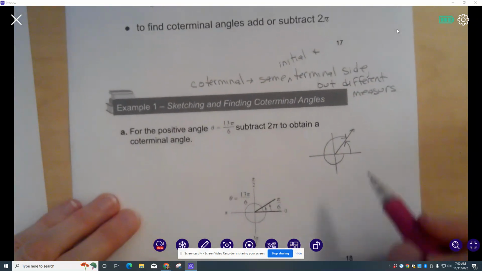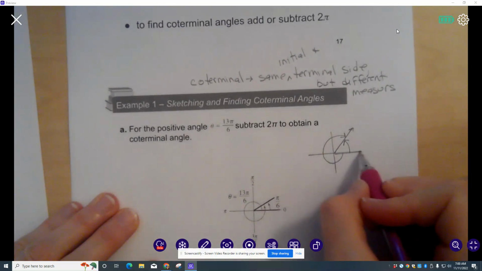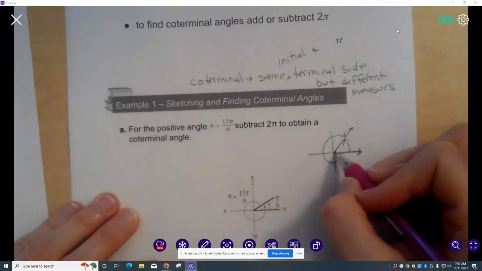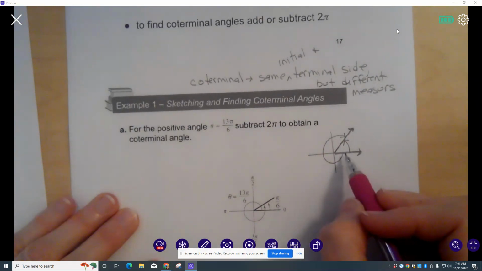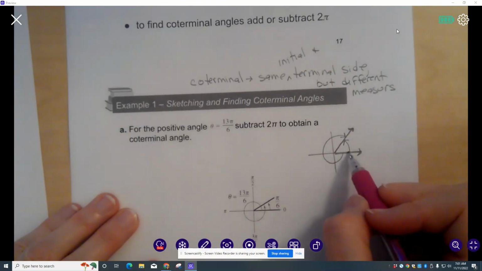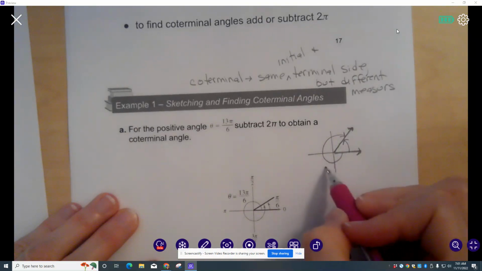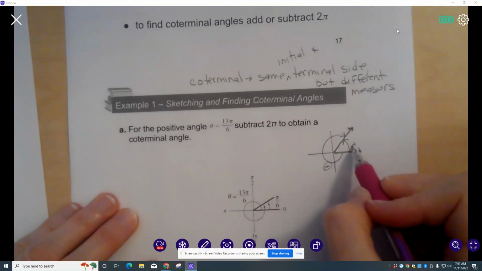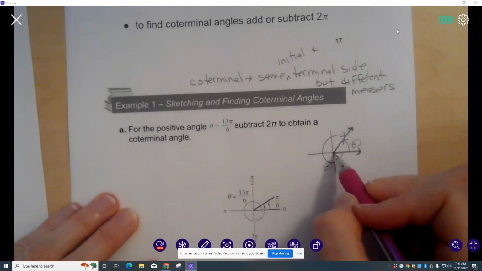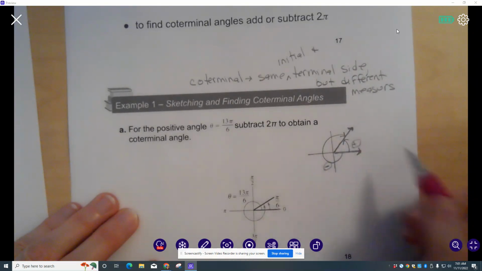So coterminal angles have the same initial and terminal side, but different angles. So it could be one positive and one negative. These are two different angles. This is a negative angle. This is a positive angle. They're coterminal because they have the same initial and terminal side.